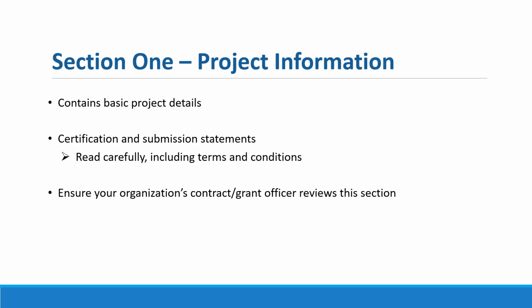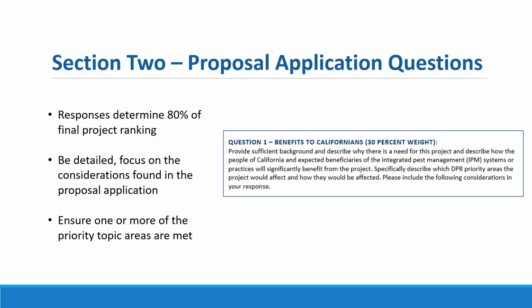First, project information. This contains basic project details, including the certification and submission statements. These are important to read carefully, and that again includes agreeing to the terms and conditions as part of the application, and ensure that your organization's contract or grant officer reviews this section for accuracy. Next is section 2, the proposal application questions. The responses to these questions determine 80% of the final project ranking. Be detailed and focus on the considerations found within the proposal application, and ensure that one or more of the priority topic areas are met.